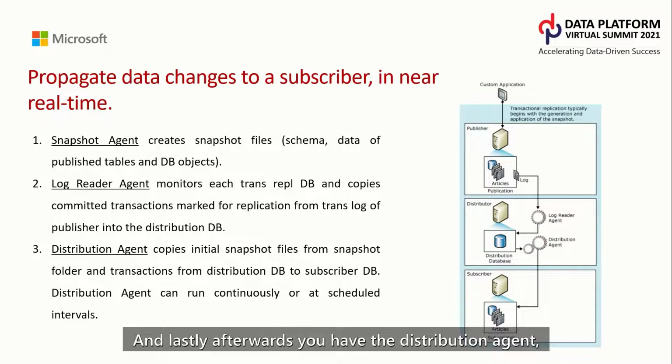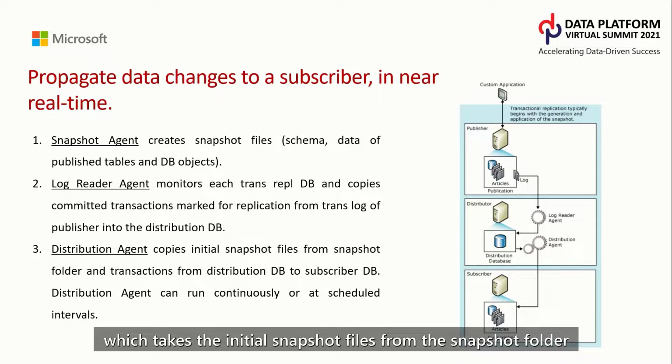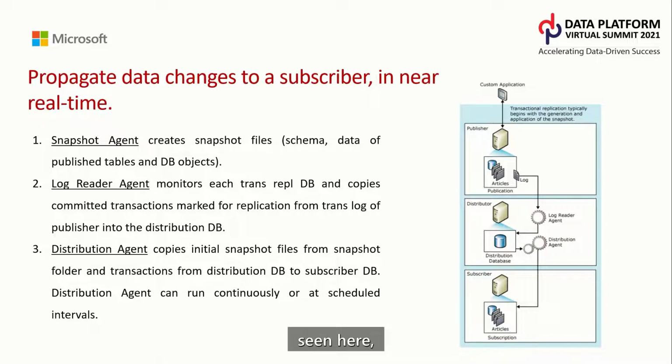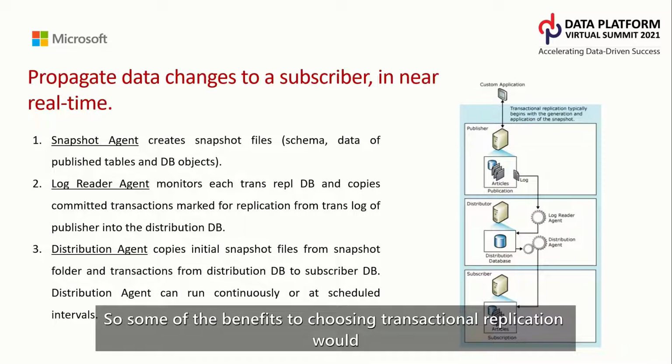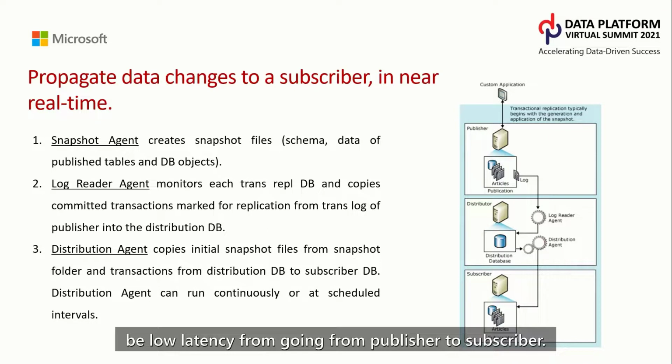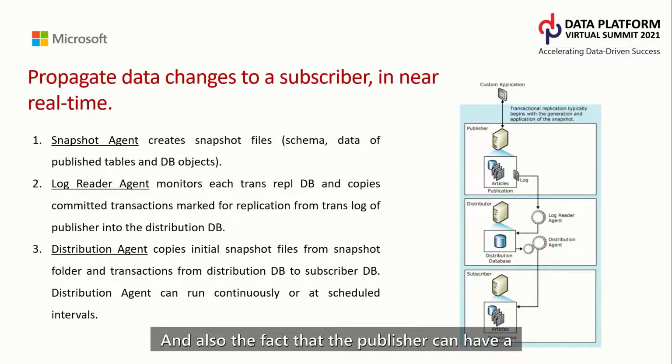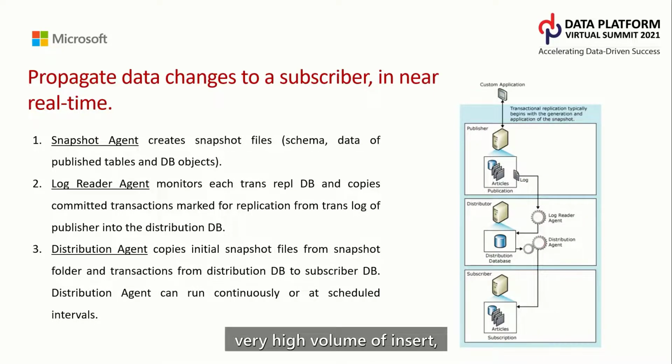And lastly, afterwards, you have the distribution agent, which takes the initial snapshot files from the snapshot folder and the transactions from the distribution DB to the subscriber DB, as seen here. And the distribution agent can run continuously or at scheduled intervals. So some of the benefits of choosing transactional replication would be low latency from publisher to subscriber, and also the fact that the publisher can have a very high volume of insert, update, and delete activity.